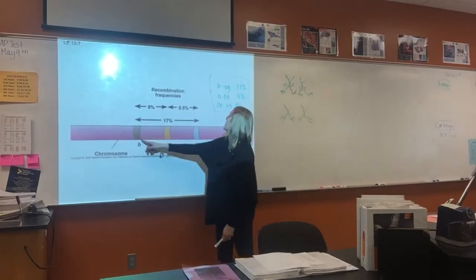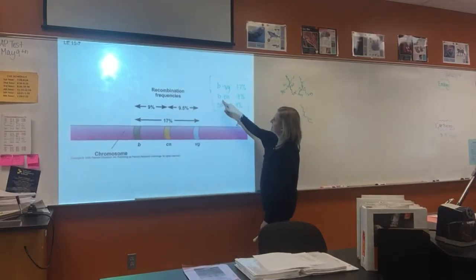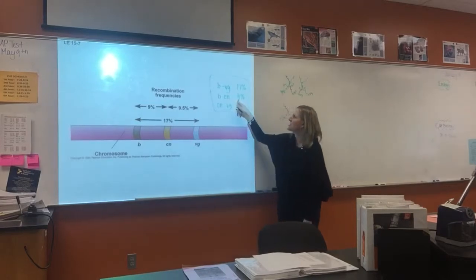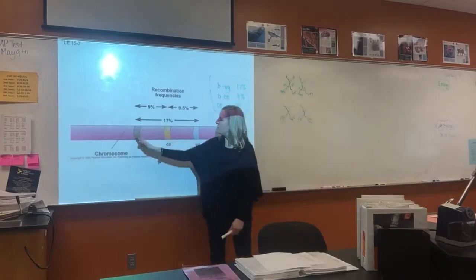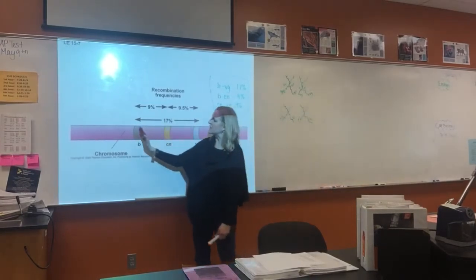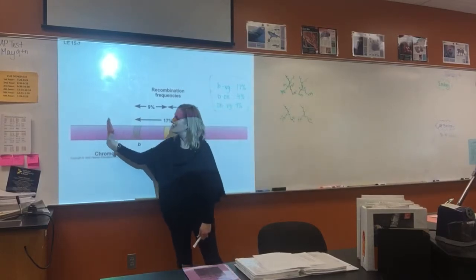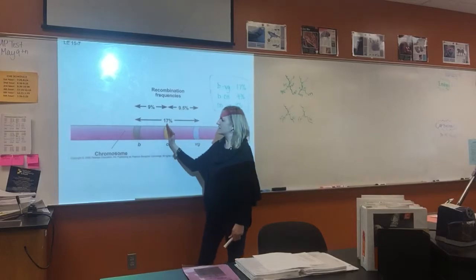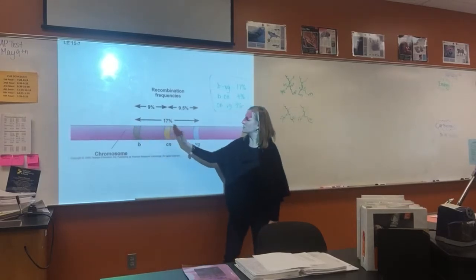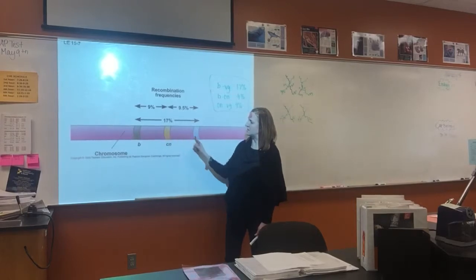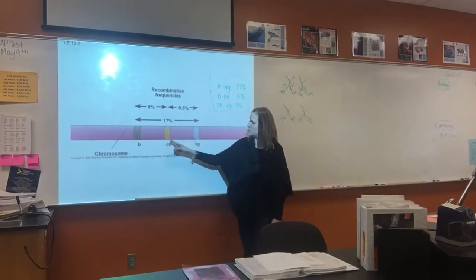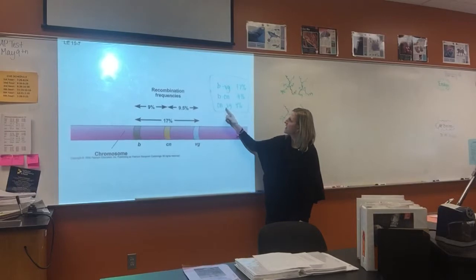Then if I look at B and how it relates to CN, recombination occurs 9% of the time. So if I put B and VG here, that 9% means that the CN is either 9 units this way or 9 units this way. And so he chose this way. Why? Because he had data about the recombination frequency between CN and VG. CN and VG also occurred 9% of the time.